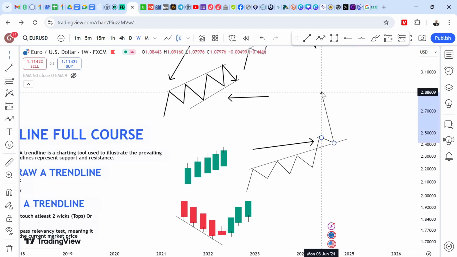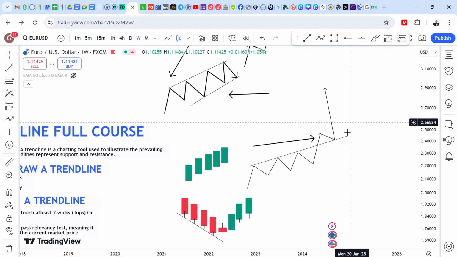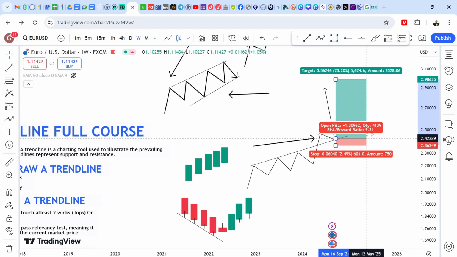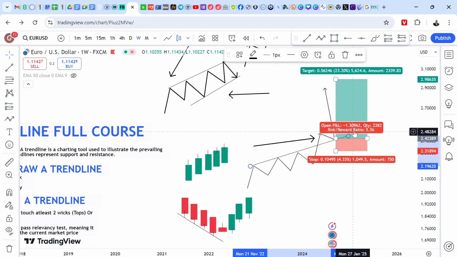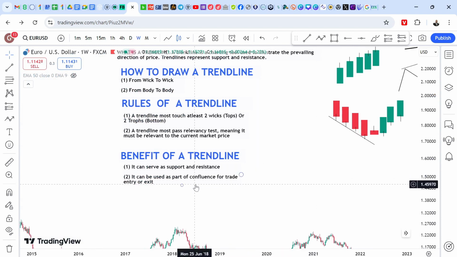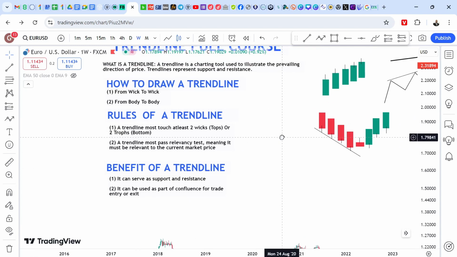So trend line can be used as a confluence. Did you see that? This trend line served as a confluence for me to be able to take a buy trade. That is quite simple. One of the things trend line can do for you is help you add to your confluence, and I'm sure you understand the meaning of confluence. Those are the things you want to see play out before you actually venture into entering a particular trade. It's called confluence.